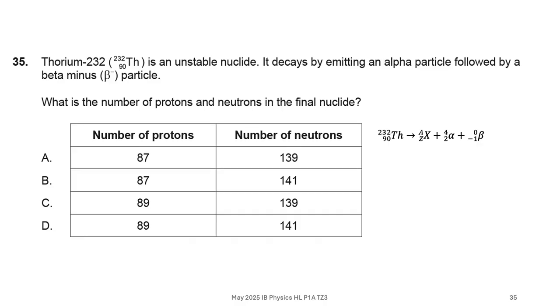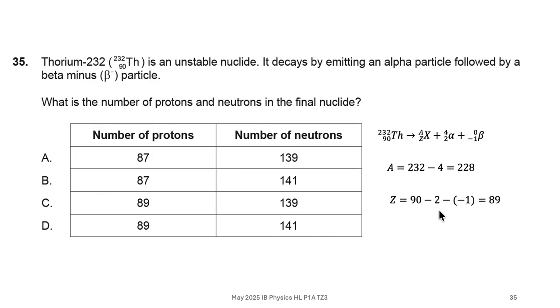What we need to remember is that the numbers on the top must add up, and the numbers on the bottom must add up. So if we've got 90 on the bottom, then everything else on the bottom has to add up to make 90, and 232 on the top. So let's take the top line. Well, we've got A plus 4 plus 0 is equal to 232. In other words, A is equal to the difference between 232 and 4, 228.